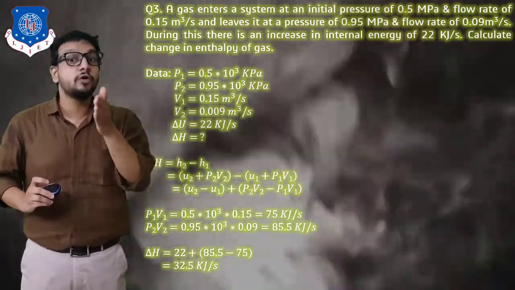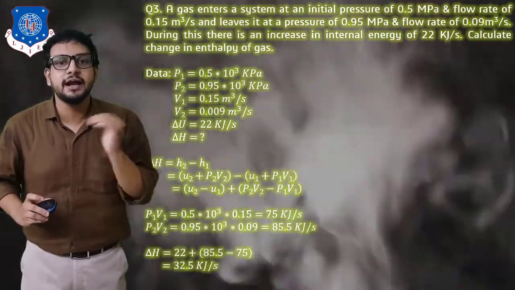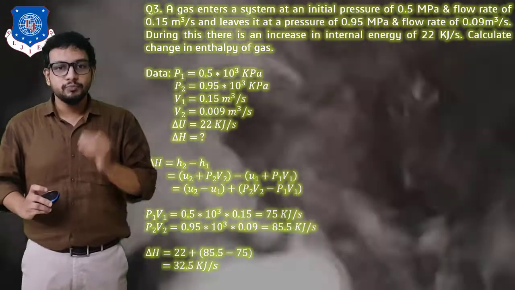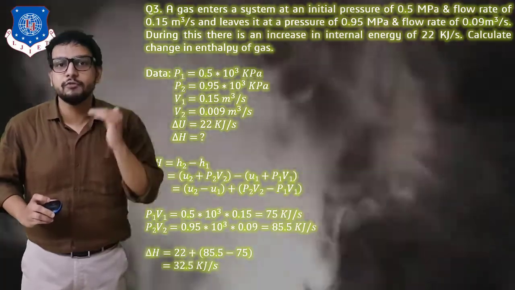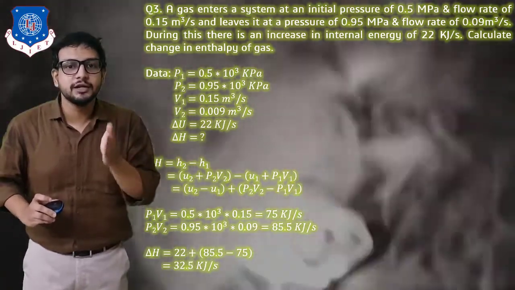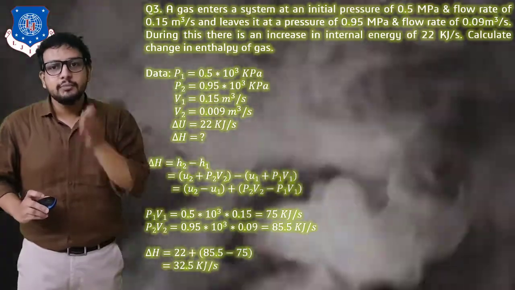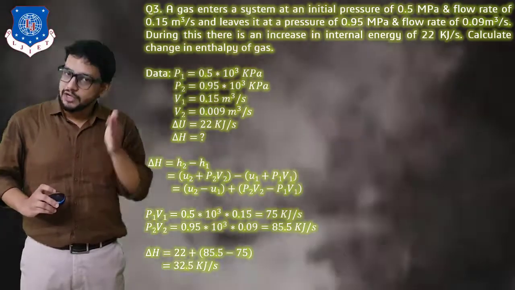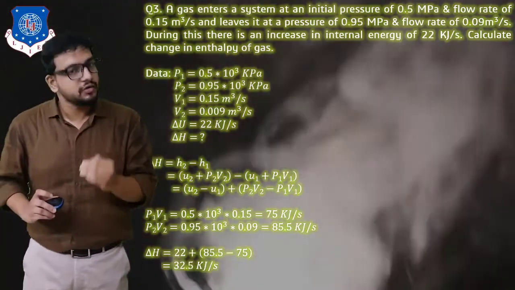V1, that is the volume flow rate at the inlet, is given as 0.15 meter cube per second. V2, at the exit, the volume that is flowing is given as 0.09 meter cube per second. Delta U is given, that is 22 kilojoule per second. We need to find out delta H.